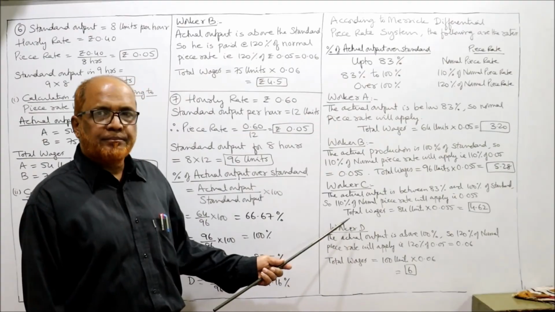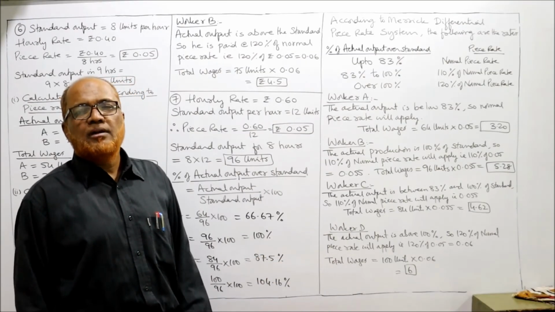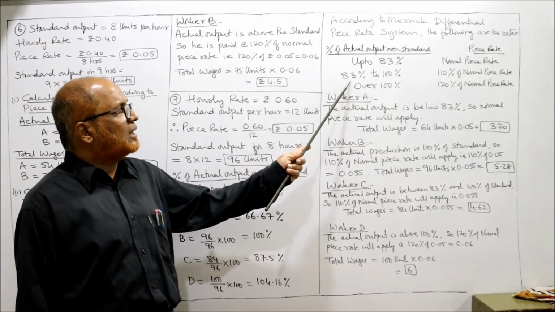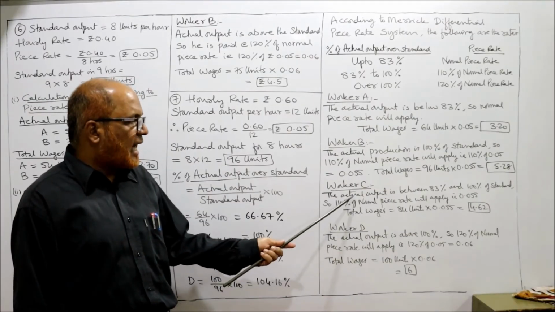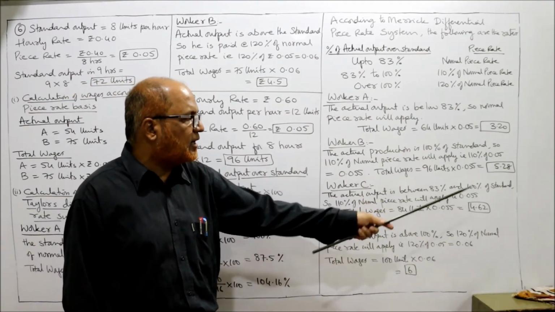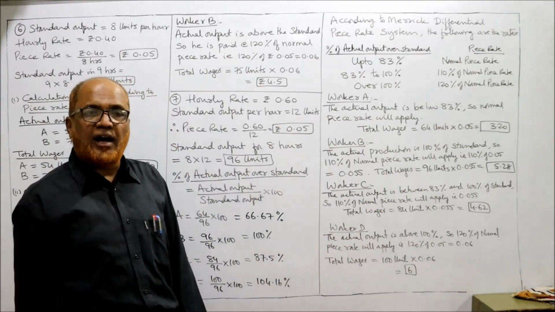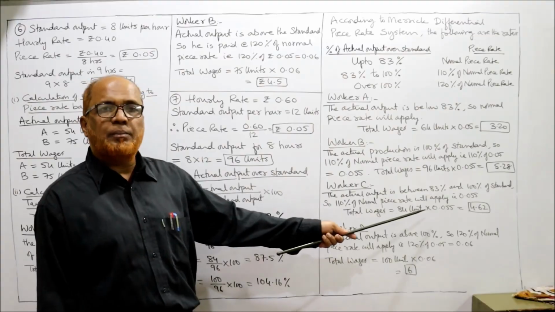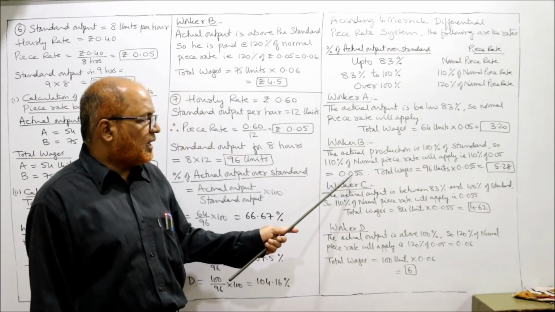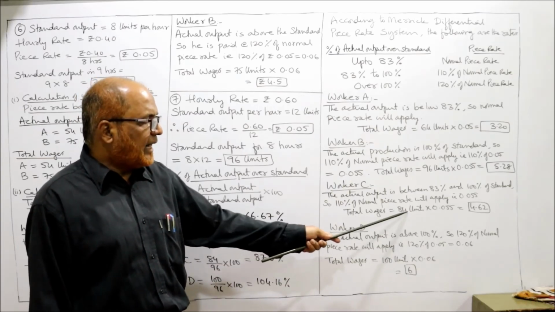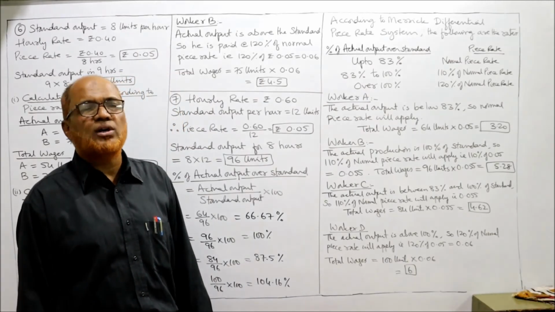Now worker C. What is the actual percentage? 87.5%. So the rate from 83% to 100%, it is 110% of normal piece rate will apply. So worker C, the actual output is between 83% and 100%. So 110% of normal piece rate will apply. Already we know 110% means 0.055. So 84 units into 0.055. 4.62 is the wages for C.